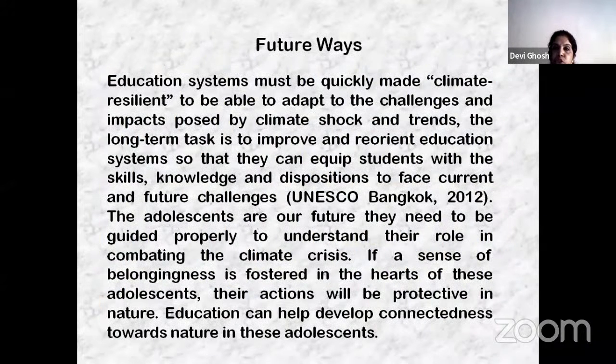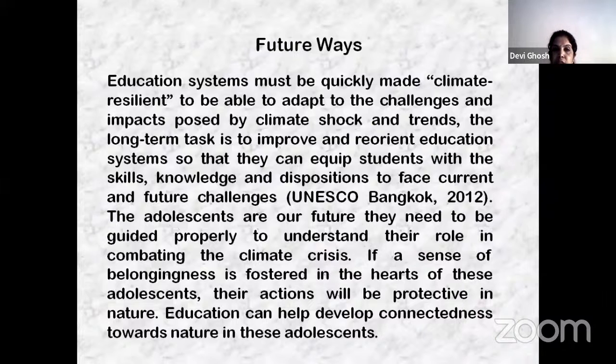So, what are the future ways out? What should be the next steps? The education system must be made climate resilient to adapt to the challenges and impacts posed by climate shocks and trends. So the long-term task is to improve and reorient education systems so that they can equip students with the skills, knowledge, and dispositions to face the current and future challenges, according to UNESCO 2012.